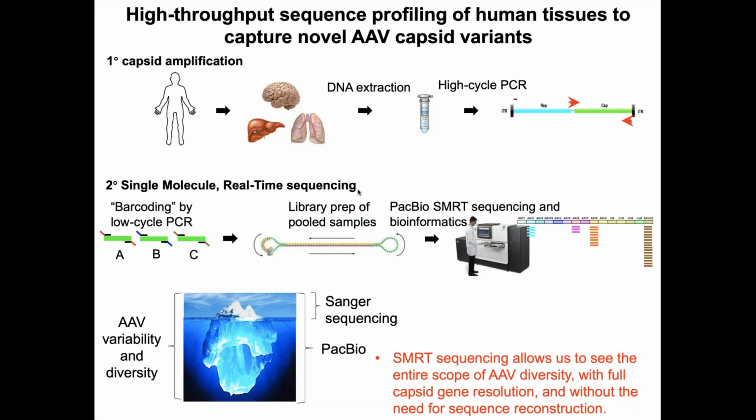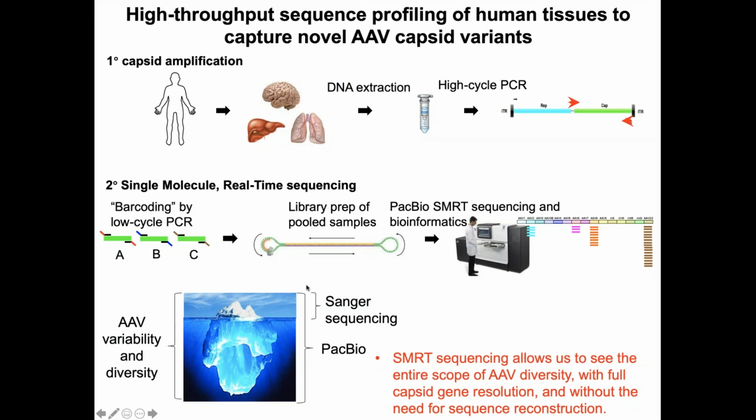So we've been using PacBio sequencing in order to identify these capsid variants in different human tissues from, of course, donors. You can take tissues, perform DNA extraction, and then perform PCR using primers that flank the capsid open reading frame. And what you now have is a very highly diverse, complex library that we can then bioinformatically probe for unique variants that are in these tissues.